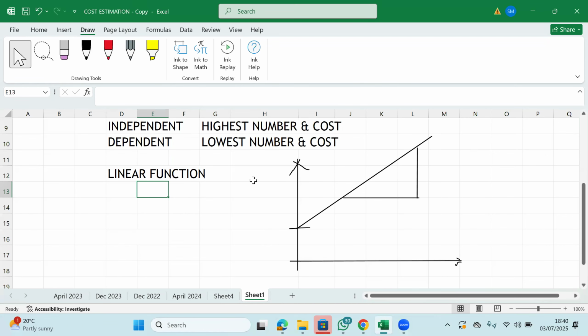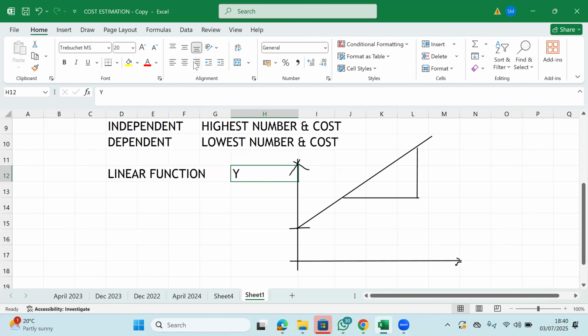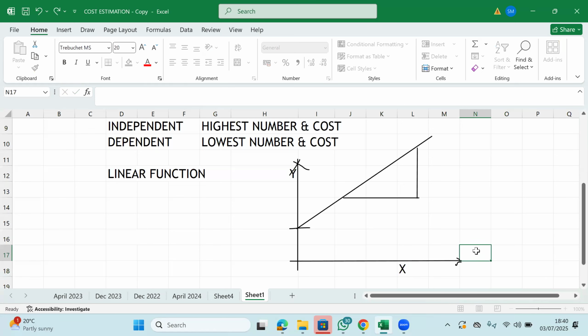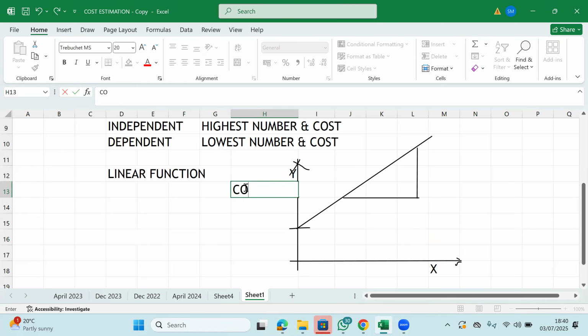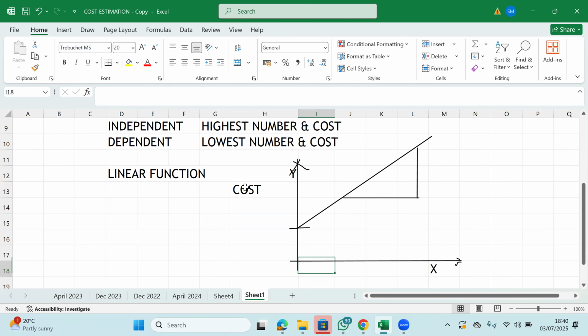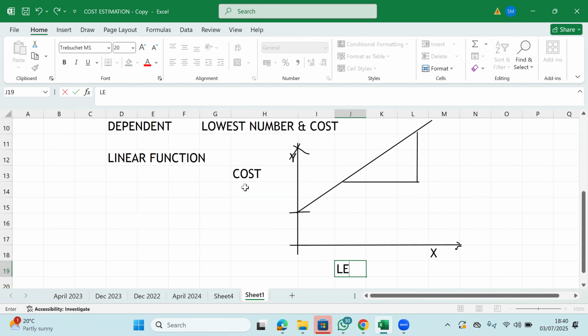So basically this is our graph, and on this we have the y-axis on that end, and on the horizontal we have the x-axis. So we have the two axes that we use. Usually our y-axis should be having the costs, and our x-axis has the level of activity.